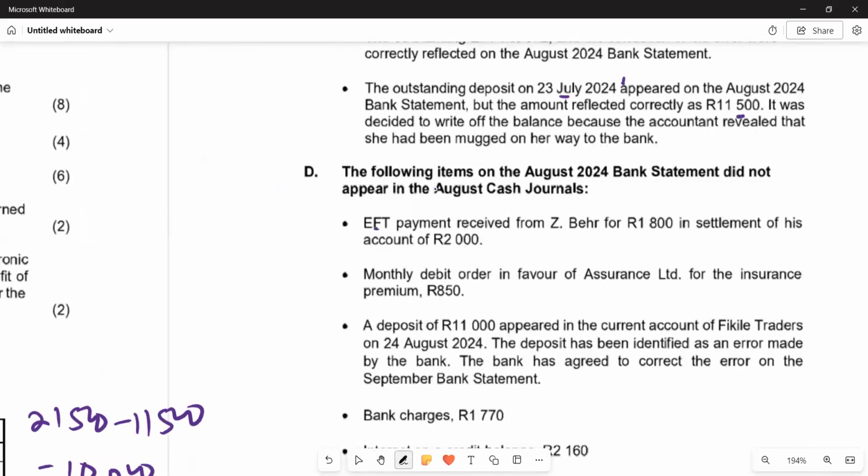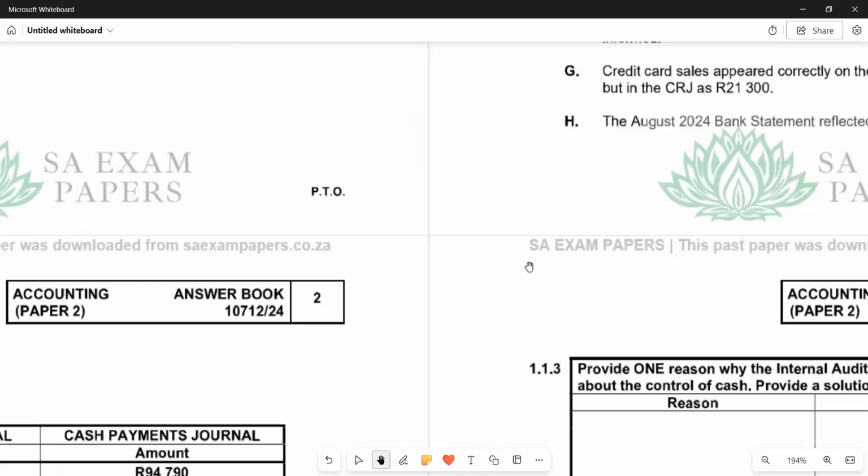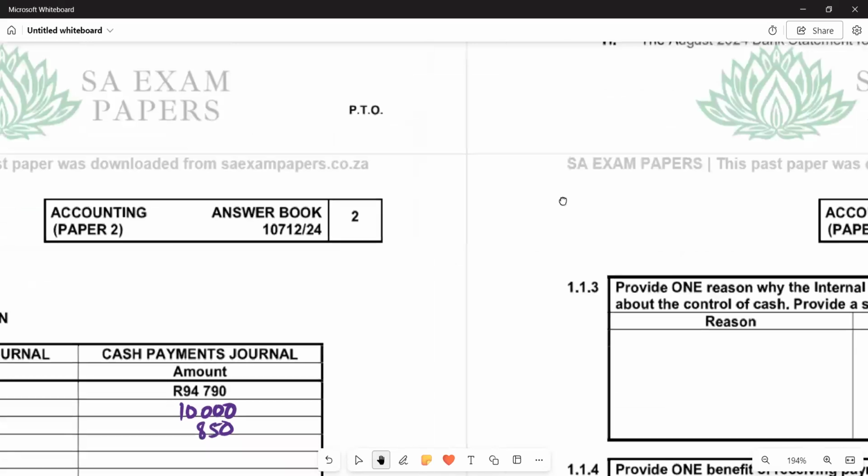Second point, monthly debit order in favor of Assurance Limited for the insurance premium of 850. So a debit order, remember what is being debited is bank statement. So a debit order is a payment. So it's going to go under cash payment journal, 850. So we can just go there and adjust that one. So we are saying under cash payment journal, we've got 850. And we go to the next one.